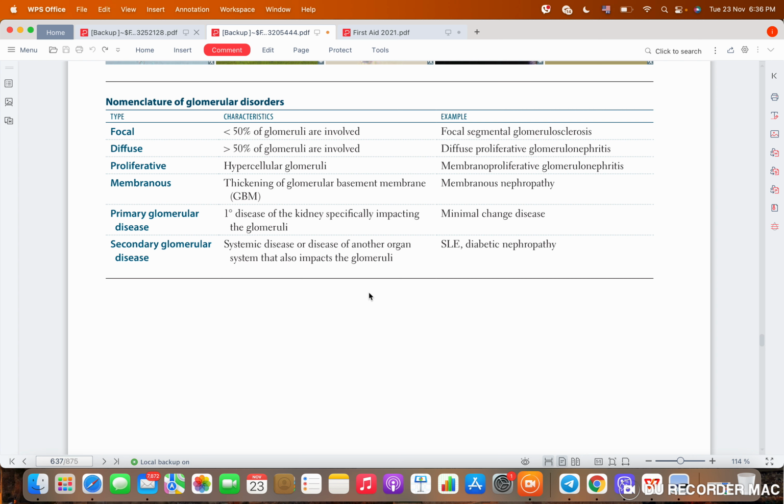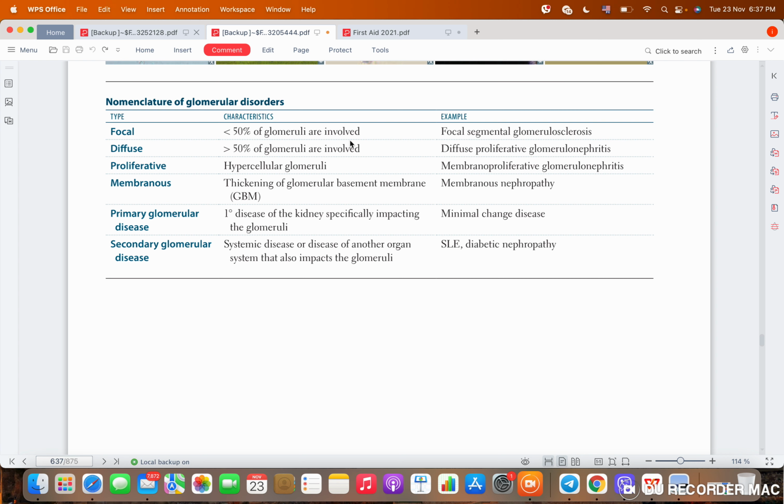You are like, okay, glomerulo means glomerulus. Sclerosis means hardening and making of fibrotic tissue in it. That makes sense. But what is this focal segmental? Well, focal means it affects less than 50% of the glomeruli. Okay? Focal means it affects less than 50% of the glomeruli, while the word diffuse means that it affects more than 50% of the glomeruli.